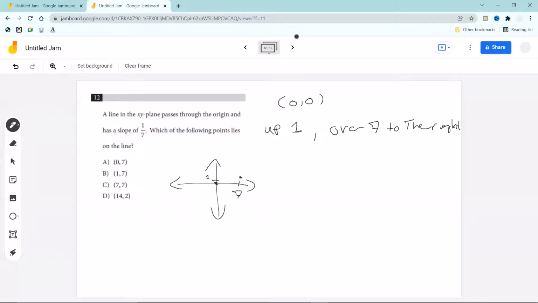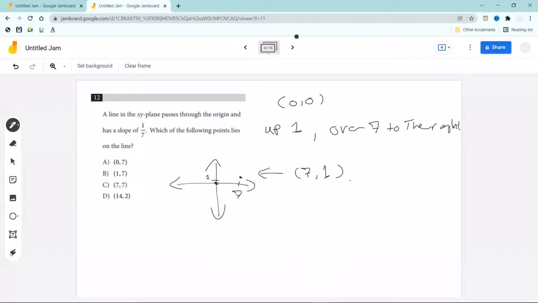So we're consistently going up 1 and over 7 for intervals in this. So this point would be 7, 1. That's 1 point on this line. They're asking which of these following points lie on this line. So right away, we can remove answers, since we know that we have to go up 1 and over 7 to get to each new point.